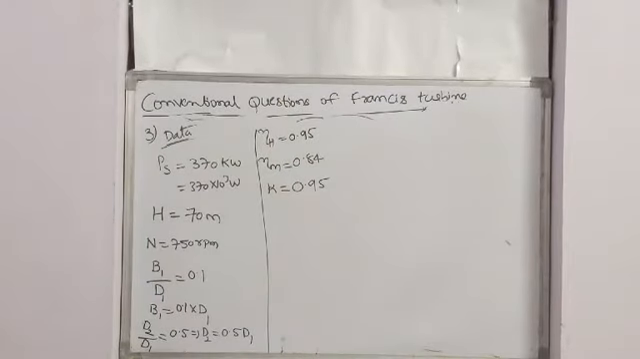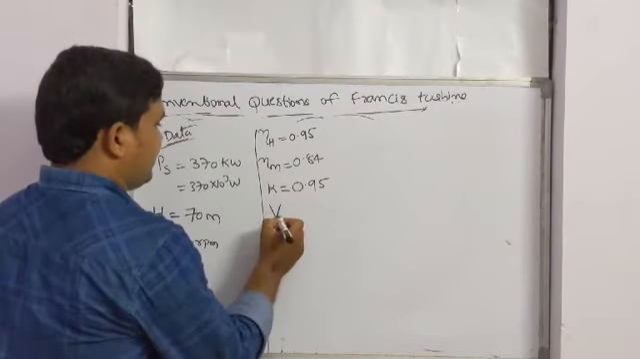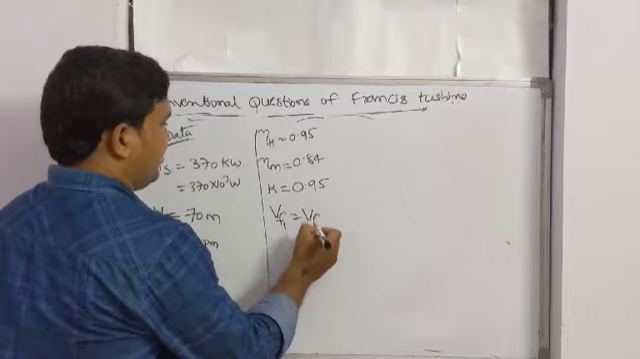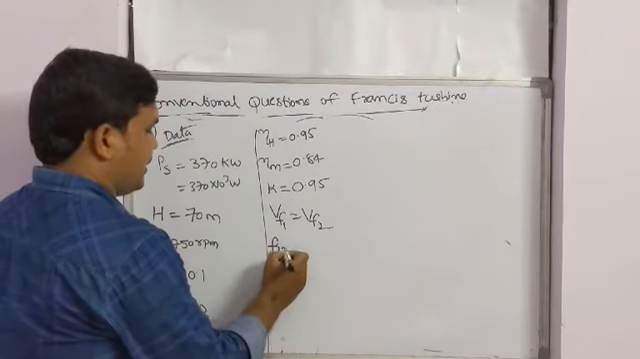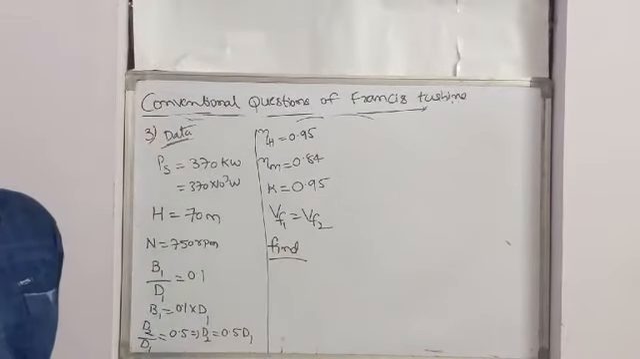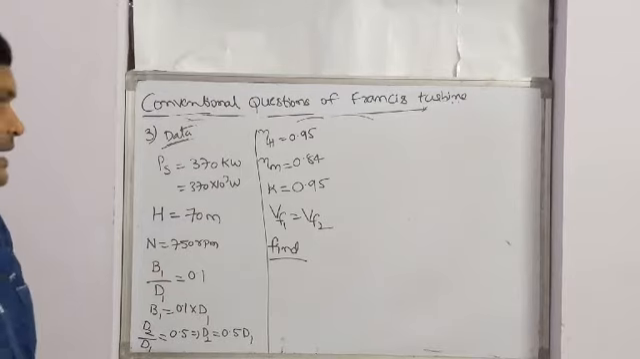Then calculate, assume constant velocity flow throughout. Constant velocity flow means Vf1 is the same as Vf2. So find out, calculate the guide vane angle at inlet.